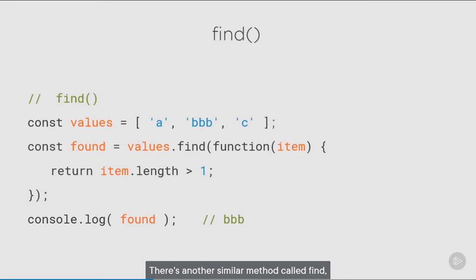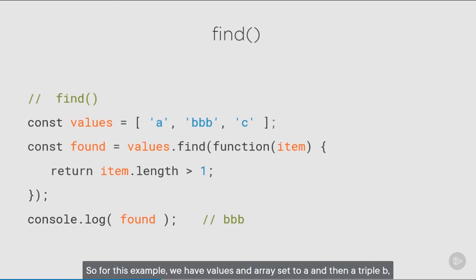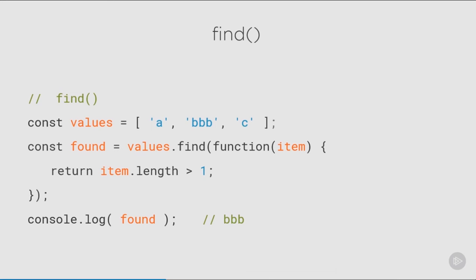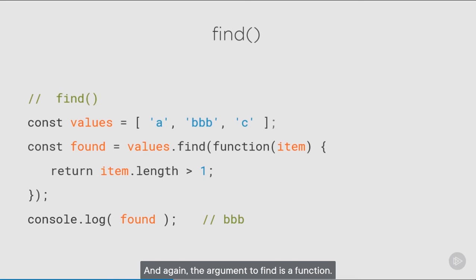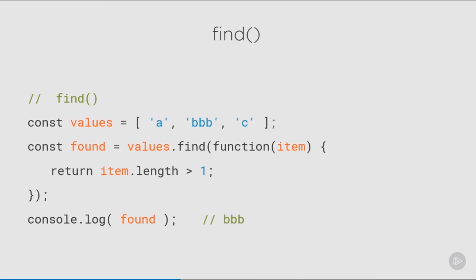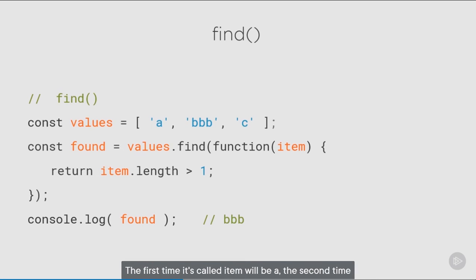There's another similar method called find. That'll look through each element of the array and find the first item that matches some criteria. So for this example, we have values, an array set to A, and then a triple B, and then a C. Those are the 3 elements. Then we execute values.find. And again, the argument to find is a function. So for each element in values, this function will be called once. The first time it's called, item will be A. The second time it's called, the item will be the triple B. Then the third time it's called, the item will be C.